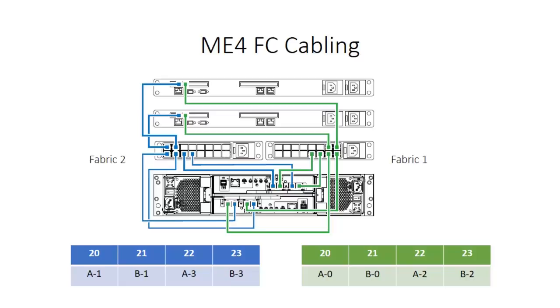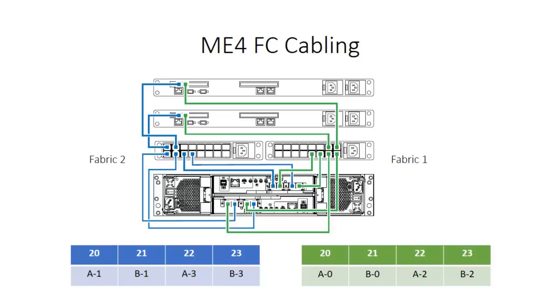The ME4024 is connected to ports 20 through 23 on both switches. Ports 0 and 2 on both controllers are connected to the first fabric, while ports 1 and 3 are connected to the second fabric. The server has a dual-ported Fiber Channel HBA with one port connecting to each switch.